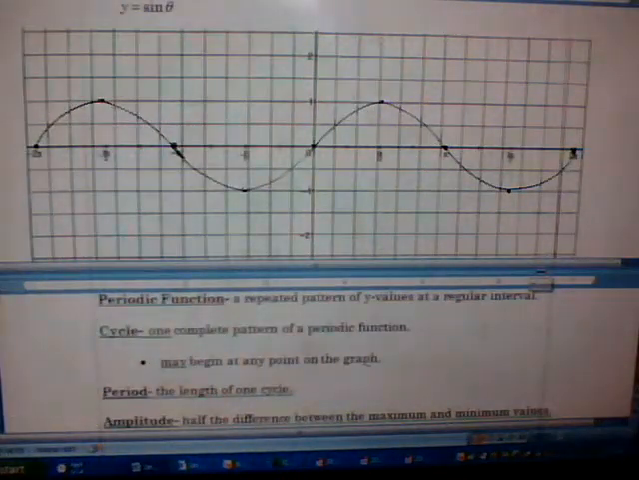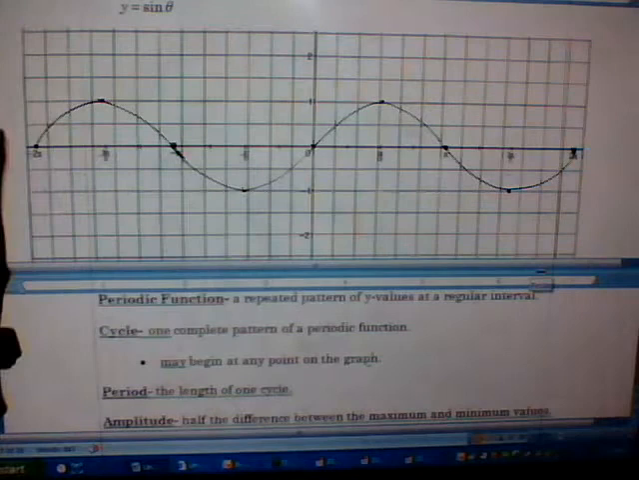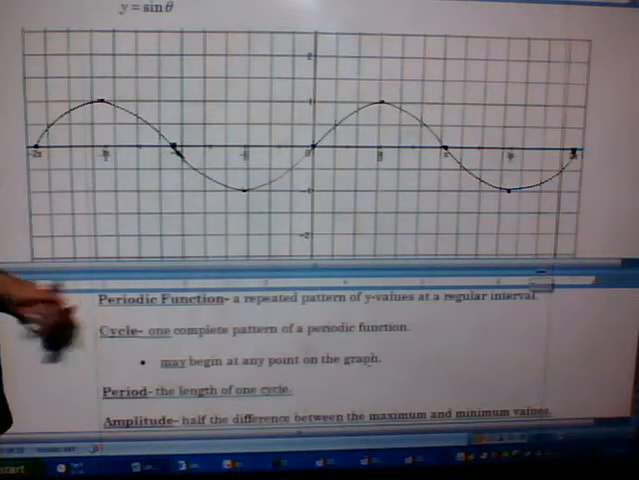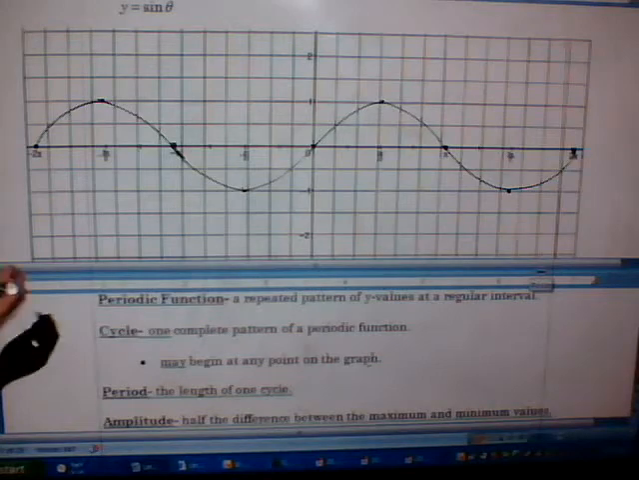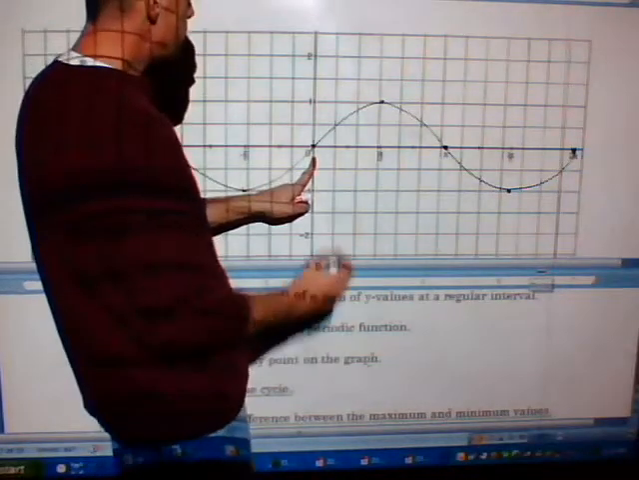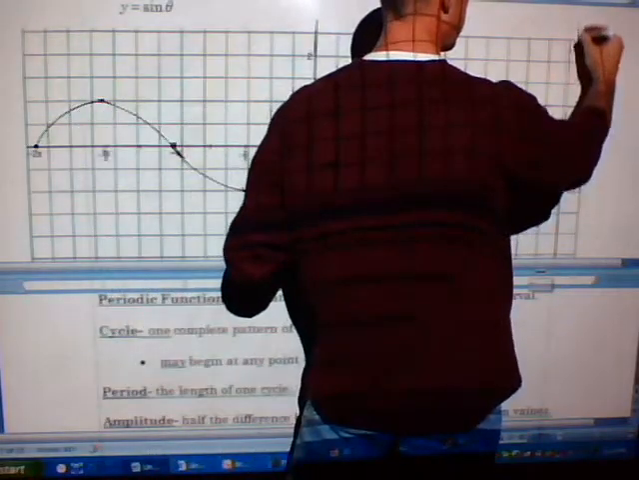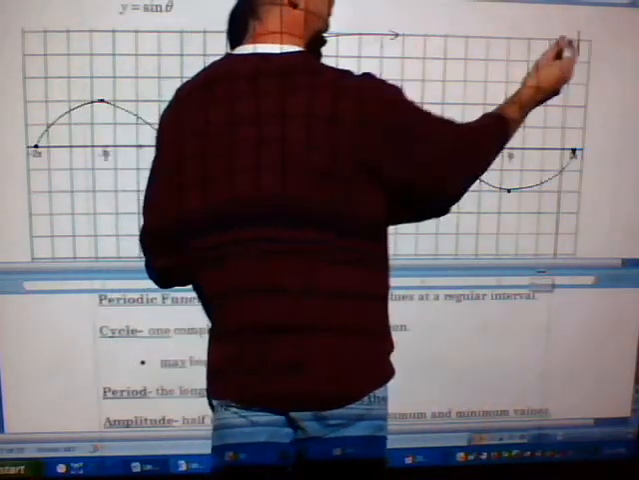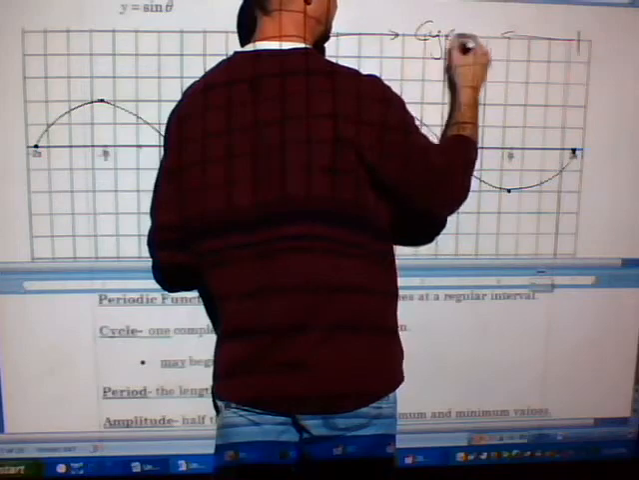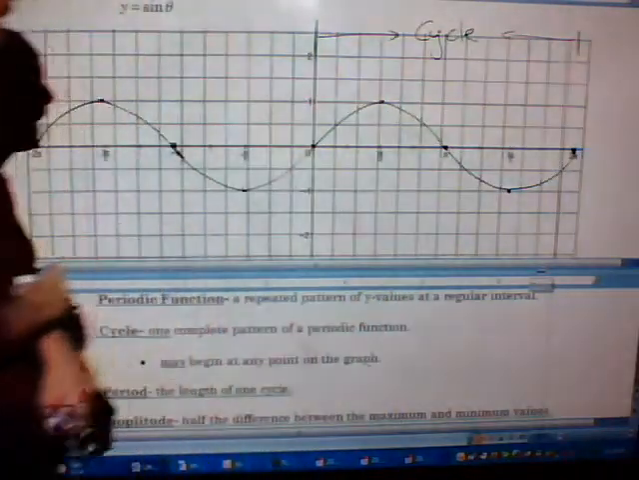It repeats again and again and again. Okay? So periodic functions, any function that repeats the pattern. Okay? Now a cycle is one complete pattern of that periodic function. So if we start at 0, from here to here, this here would be one cycle. This is one cycle of that periodic function.